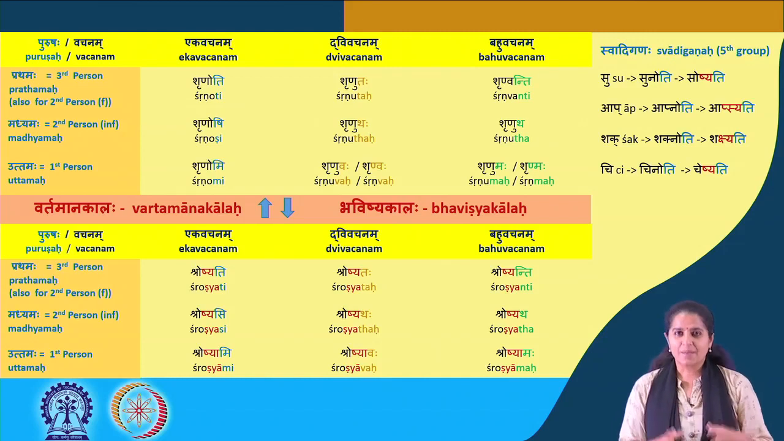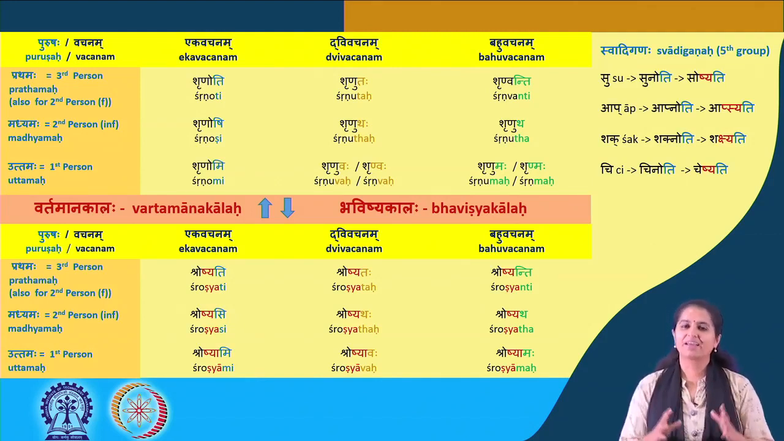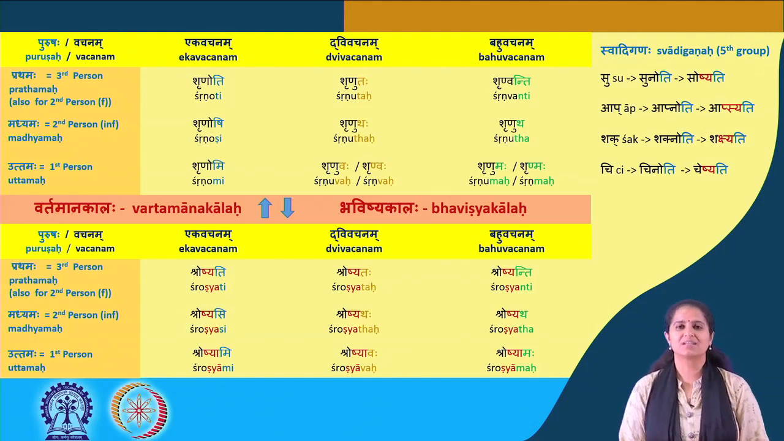One more try, and this time in one breath. So take a deep breath and see if you can say it in one breath. Let's try that. Shroshyati, Shroshyataha, Shroshyanti, Shroshyasi, Shroshyathaha, Shroshyatha, Shroshyami, Shroshyavaha, Shroshyamaha. I can guarantee to you that if you're doing it this way, you're doing many things also at the level of your breath, and it's a great pranayamic exercise as well.